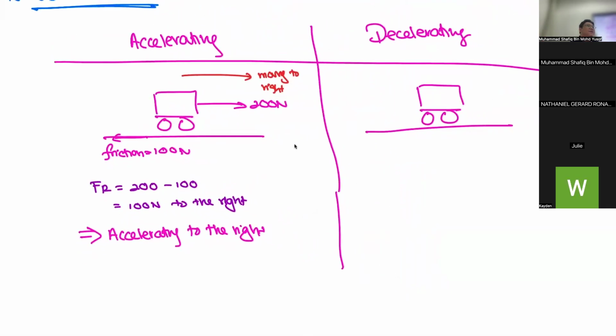Now the next scenario is this. I decided to slow down my pushing of the pedal. Same thing, my car is moving to the right, but I decided to not push the pedal too hard. Maybe I push until 50 newtons only towards the right, but the friction is still 100 newtons.